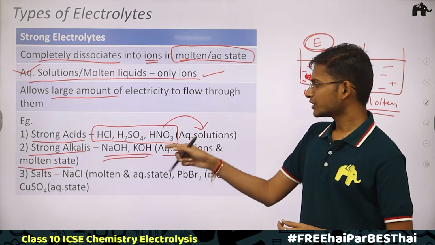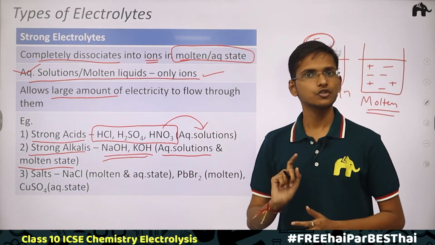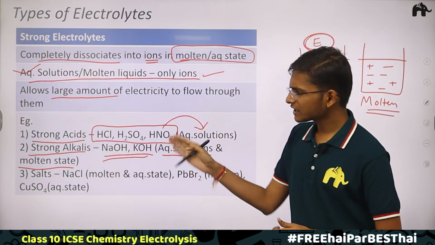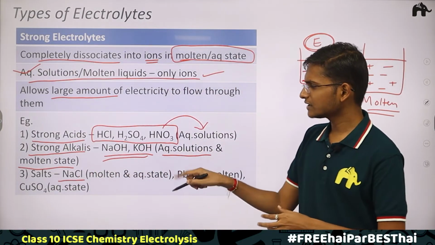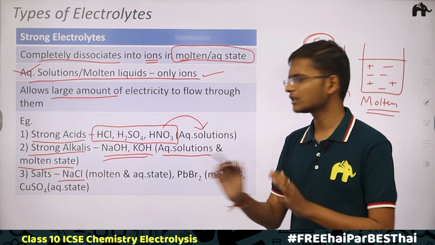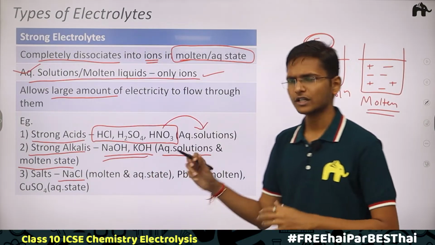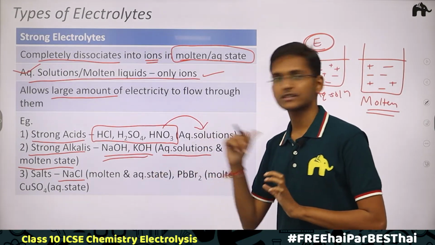Okay, and since they dissociate completely into their ions in their aqueous solution and molten state, they are examples of strong electrolytes. Clear? And next is salts. NaCl. This NaCl also dissociates completely into its Na plus ions and Cl minus ions. You won't find a NaCl molecule or NaCl unit inside the molten NaCl or inside the aqueous NaCl.